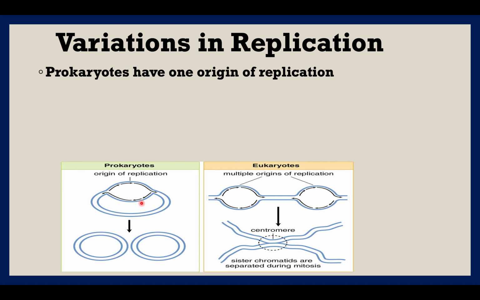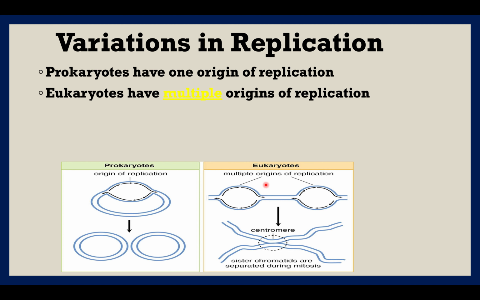And really only one origin of replication is needed, because their genome is not as large as the genome of a eukaryote, for example. But that aside, you can see how with only one origin of replication you would be able to get 2 new DNA molecules. Now, if we look at eukaryotes, we will see that there are multiple origins of replication.